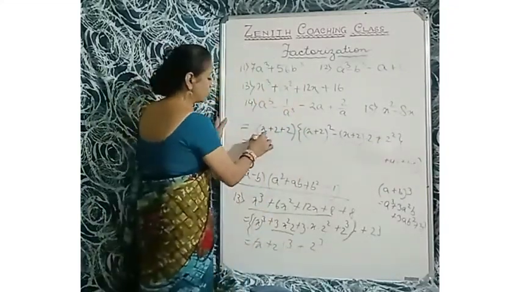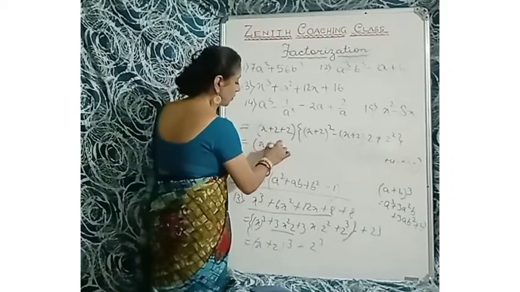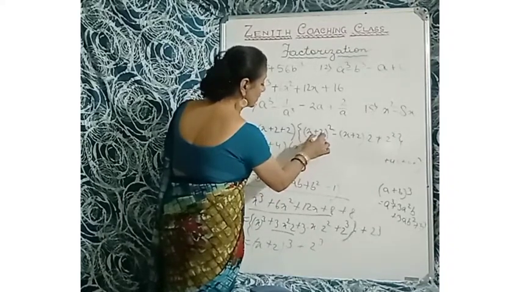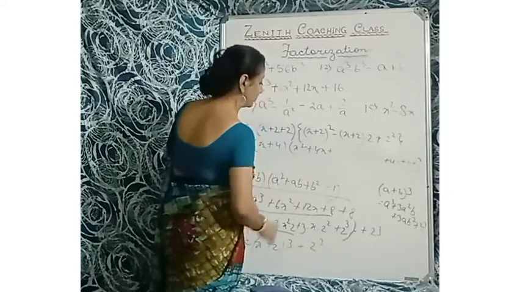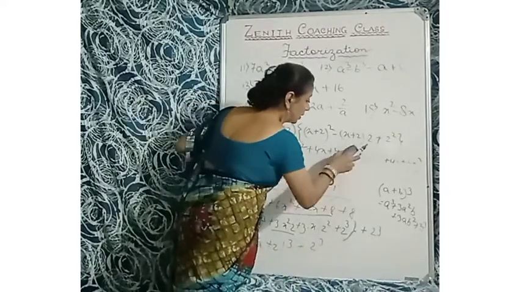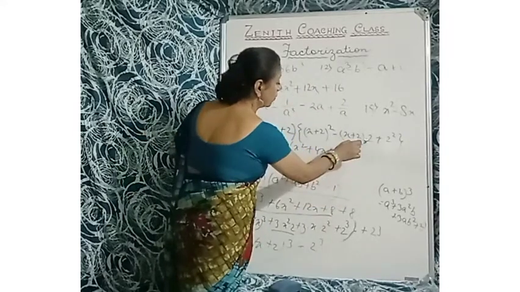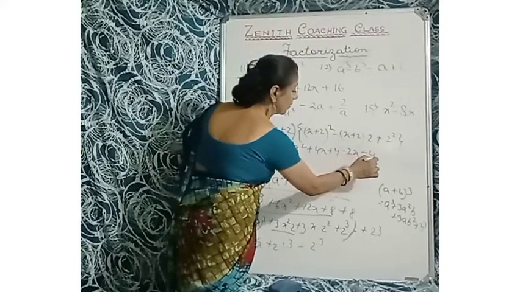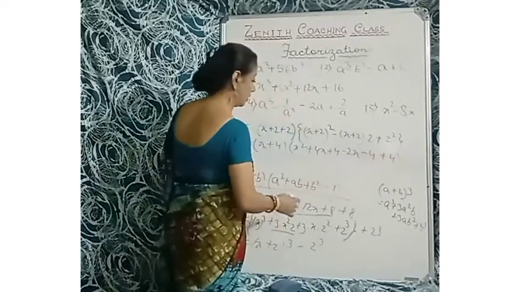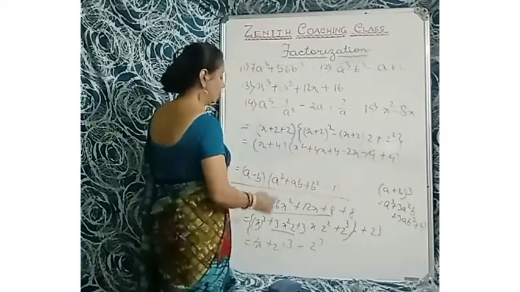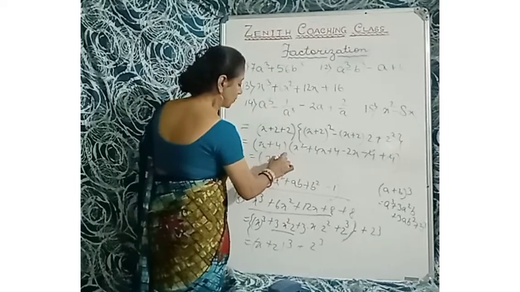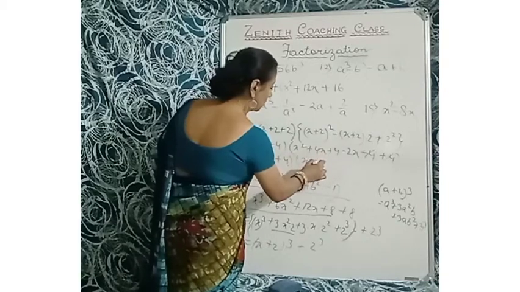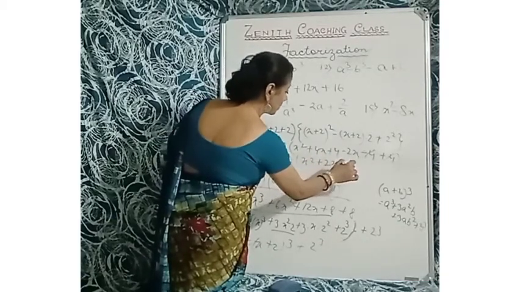So x plus 2 plus 2, that is x plus 4. Now here is x plus 2 whole square: x square plus 2 into x into 2, so 4x, plus 4. Now here 2 multiplied by x, that is minus 2x. Minus 2 multiplied by 2, that is minus 4, plus 4. Okay, so minus 4 plus 4 cancel. So x plus 4 multiplied by x square plus 4x minus 2x, so plus 2x plus 4.